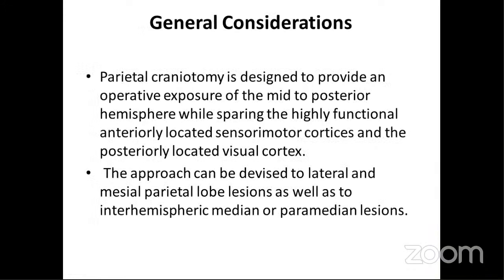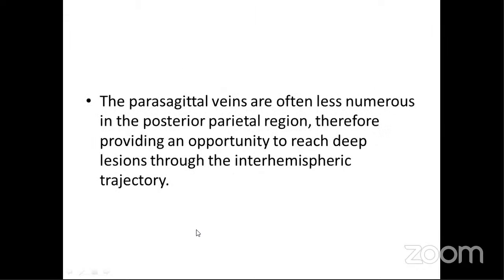So some basic things about the parietal craniotomy. This parietal craniotomy is basically designed to provide an exposure to the middle part of the brain, that is the parietal lobe, sparing the anterior and the posterior part that contains the important eloquent area. And this approach can be devised for the lateral and the mesial parietal lobe lesion, as well as for interhemispheric median or paramedial lesion. A good thing in this area is that we have very few parasagittal veins. So we have an opportunity to reach the deep lesions through this approach without damaging these vascular structures.